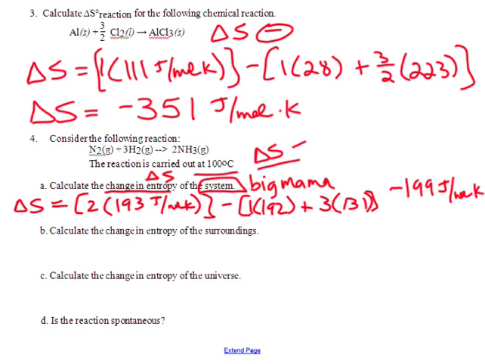Okay. Can we tell if it's spontaneous yet? What do we need to know for spontaneity? Delta S of the universe. This is only of the system. Now it says, okay, go ahead and calculate the change in entropy of the surroundings. All right, what was the entropy of the surroundings again?